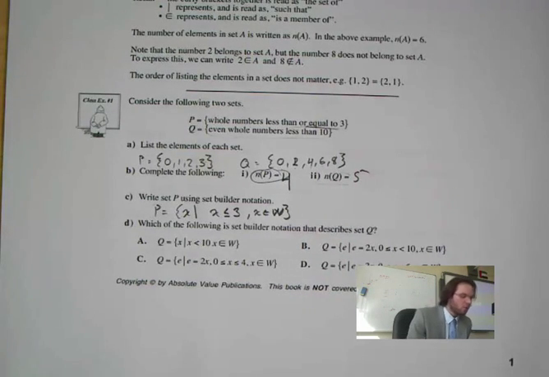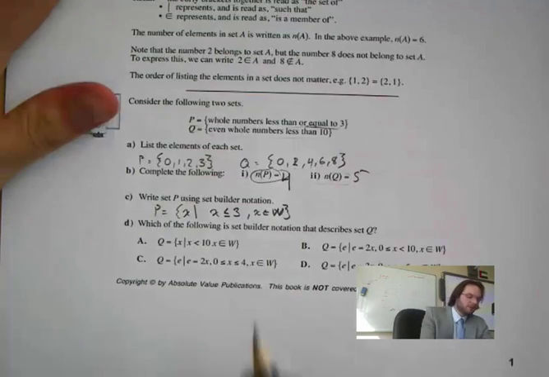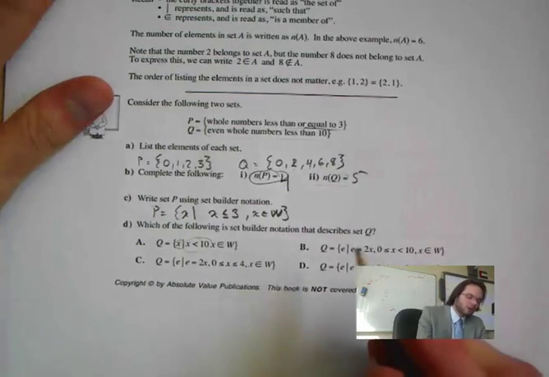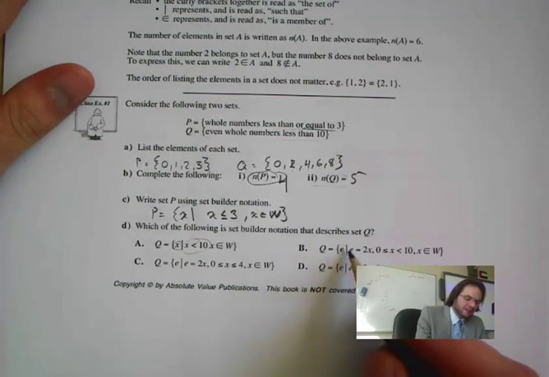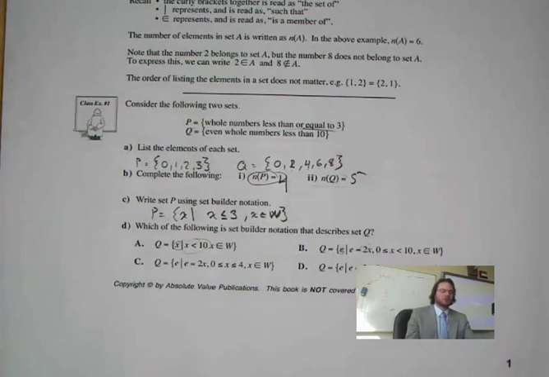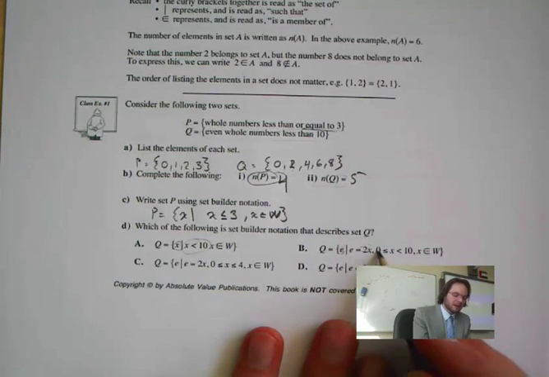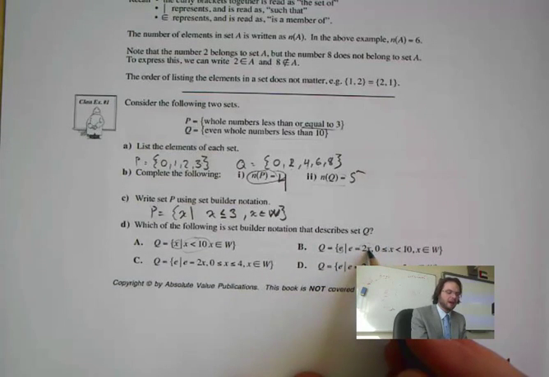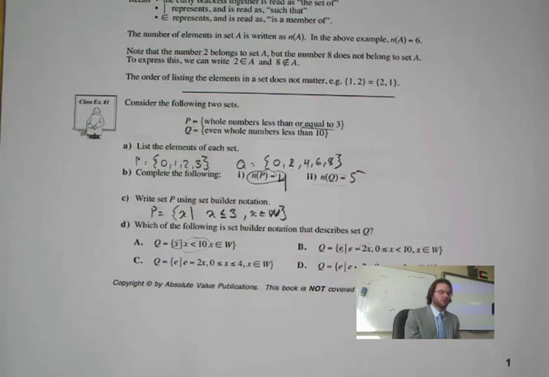Now the next one says, which of the following is set builder notation that describes Q? So first of all, if I look at this, this is saying everything less than 10. That's including odds. Now looking at this one here, we're looking at e, such that e is equal to 2x. So 2 times x, all right? But x has to be greater than 0, less than 10. So when we have 0, which is 0, then when it's 1, and it's an element of whole numbers.